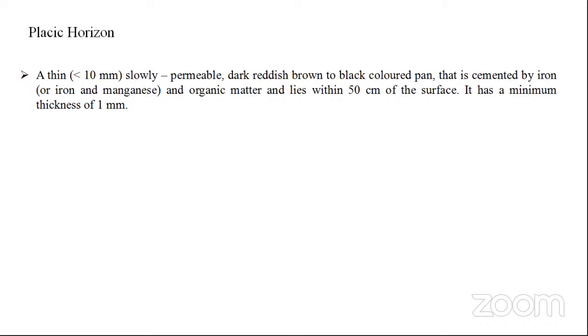This placic horizon is very thin, students. Very thin layer. It is hardly you can see. It will be hardly seen, between 15 centimeters only. Very thin layer, darkish red. It will be there, brown to black color plane. You can expect it in this placic horizon. You need a very, very thin layer. Even you can expect 1 mm thickness, it will be there.